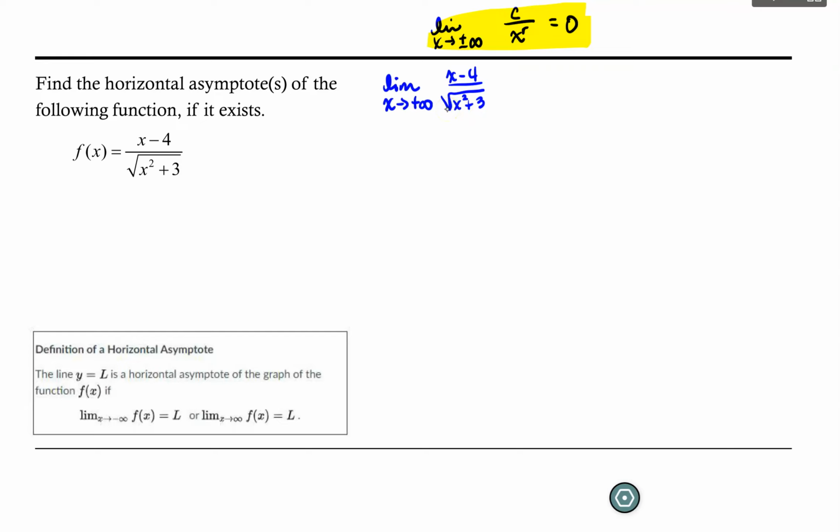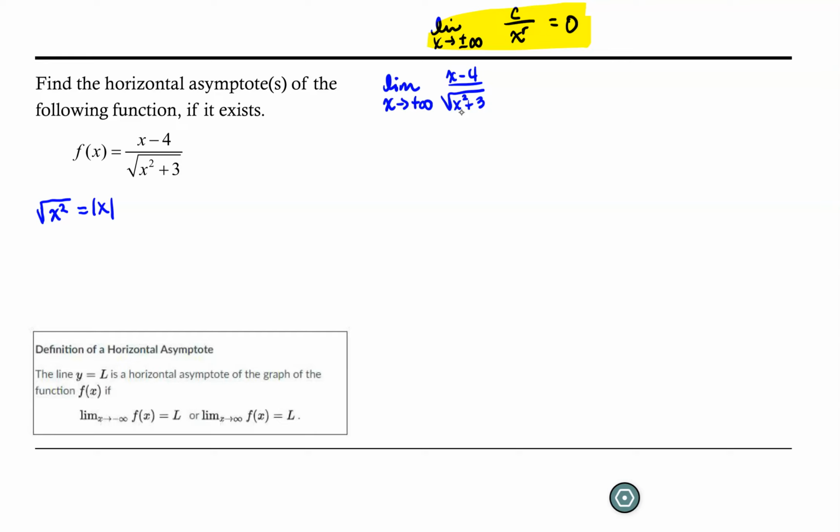Well, the entirety of the denominator is a square root function, and if I look inside that square root function, the highest degree term is x squared. So this is going to be basically the degree of the denominator. And the square root of x squared is equal to the absolute value of x.